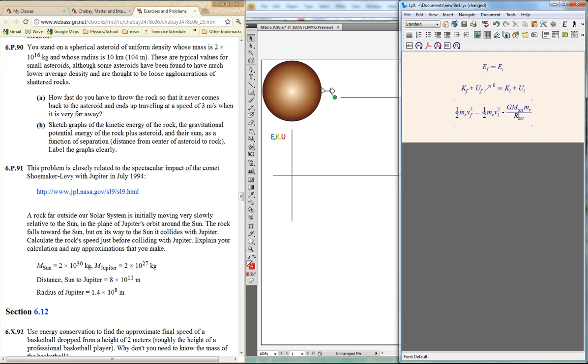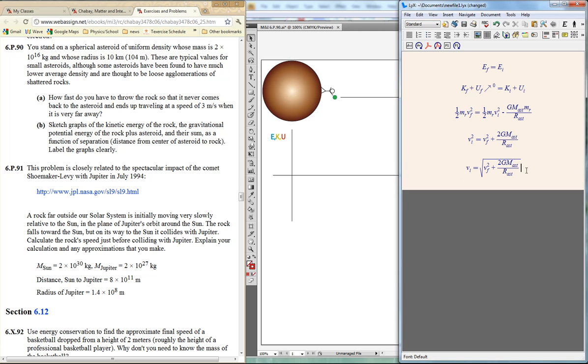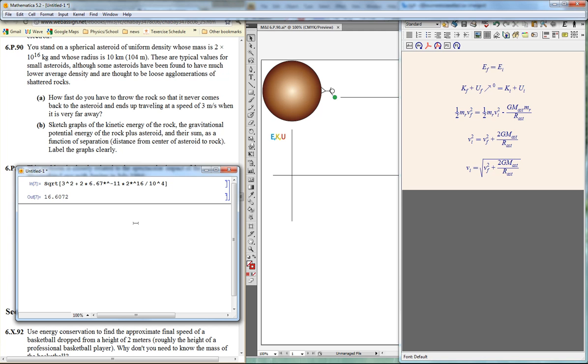Notice that each term has the mass of the rock in it, so we can cancel that. We can multiply by 2. Then we can bring up our calculator, and then there we go. We get 16.6 meters per second. I guess that's reasonable. Maybe we could throw something that fast.